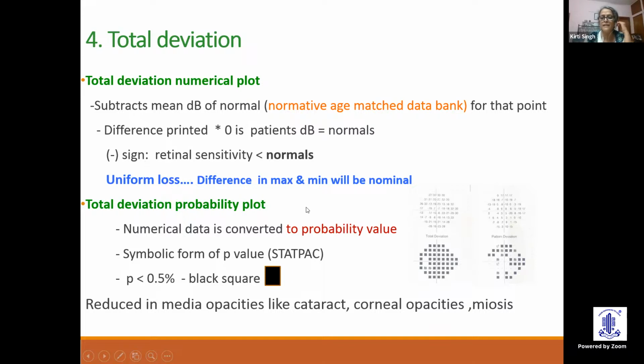Uniform loss means that the difference between maximum and minimum will be normal, and it can be seen in cataract or media opacities. Then you have the total deviation probability plot. Here, the numerical data is converted to a probability value and given a p-value, where the black squares are given. P less than 0.5 is black squares. Again, total deviation may be reduced in media opacities like cataract, corneal opacities, and pupil miosis, which used to be seen in our time when patients were on pilocarpine.